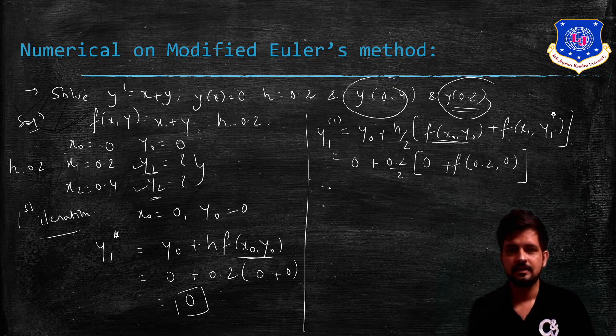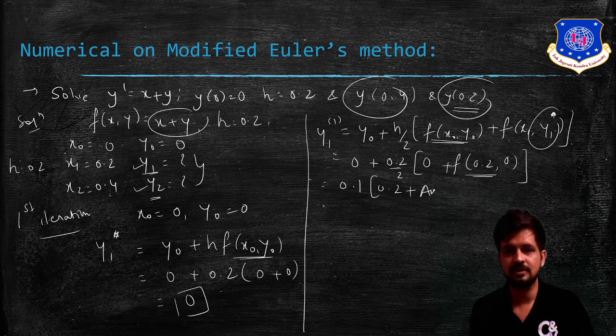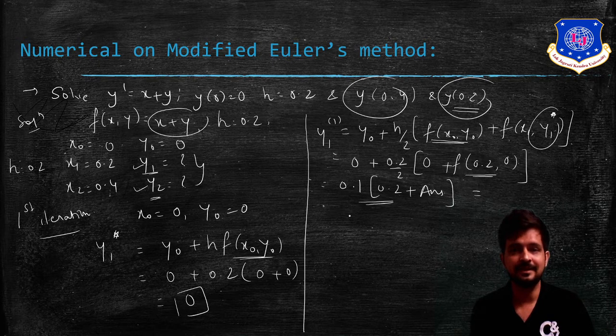Here, you can again use the calculator techniques. Here f of 0.2 comma 0. That means the value of x is fixed, and here we have to continuously change the value. So we will start from 0. Instead of 0, let us write answer. Make an equation in the calculator: 0.1 into 0.2 plus answer. We don't know which value has been taken by the calculator as answer, so you have to start from 0.